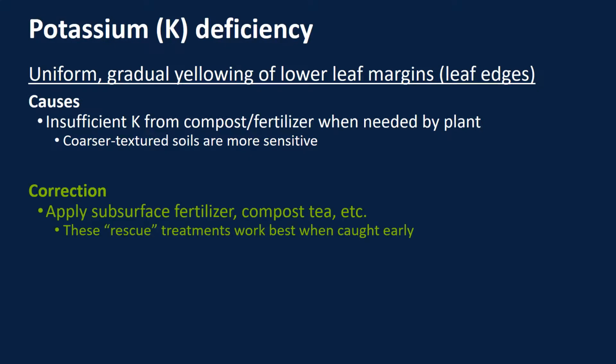And you're going to correct this in a similar way that you're going to correct phosphorus. You just need to have subsurface supply, some sort of fertilizer, compost tea, etc. And again, these are more rescue treatments. You're just hoping maybe you can do it, and that's if you catch it early enough.